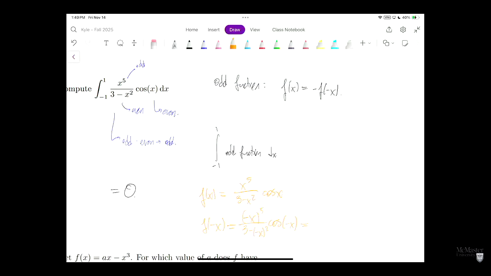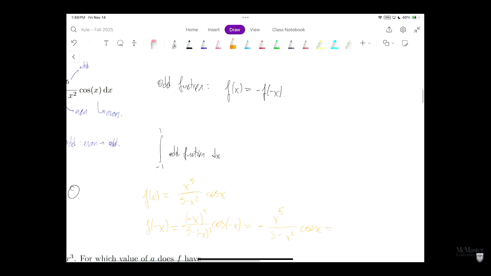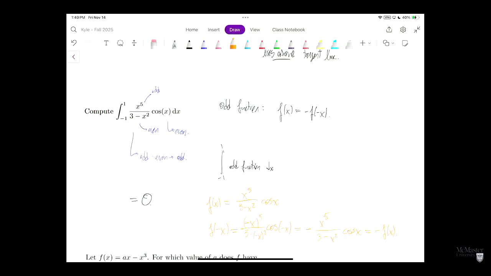In the numerator, we can pull the negative 1 power outside of the 5 because it's an odd degree. So we have negative x to the 5. When we have a square, the negative inside the square does nothing because a square is an even function. It's symmetric about the y-axis, and cosine is also even and symmetric about the y-axis. So this gives us negative f of x. So if in doubt, always just plug in negative x into your function and see what pops out. Does that answer your question? Yes, very good.